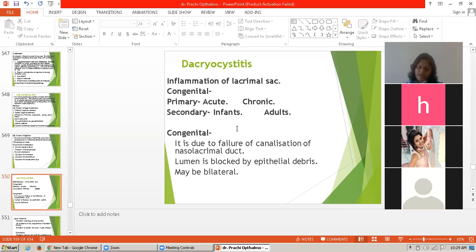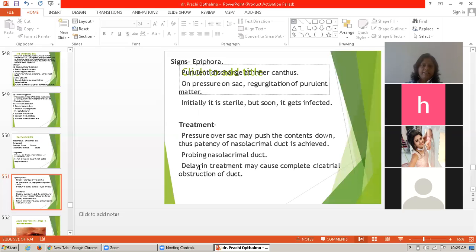Organisms responsible are pneumococcus, most common, then streptococcus, staphylococcus, mycobacterium, chlamydia, etc. So in that, firstly, the types are acute dacryocystitis and chronic dacryocystitis. And in chronic dacryocystitis, there is a congenital type and an adult type. Congenital is due to the failure of canalization of the nasolacrimal duct, and the lumen is blocked by epithelial debris, and it may be bilateral.